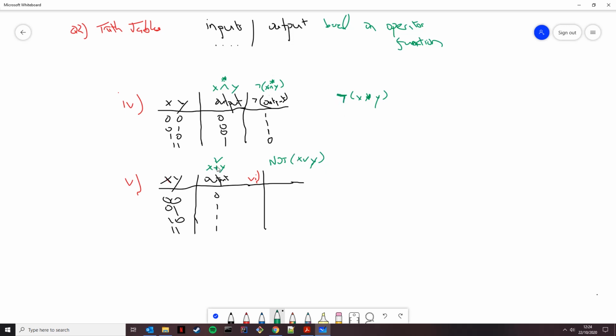So we have X or Y, which is 0, 1, 1, 1. So not X or Y is the opposite, or the complement. That's going to be 1, 0, 0, 0. And that's all it is. Simple as that. So not output.